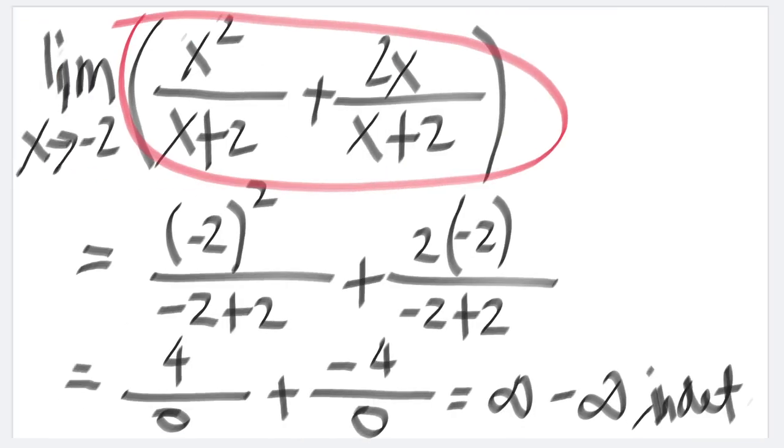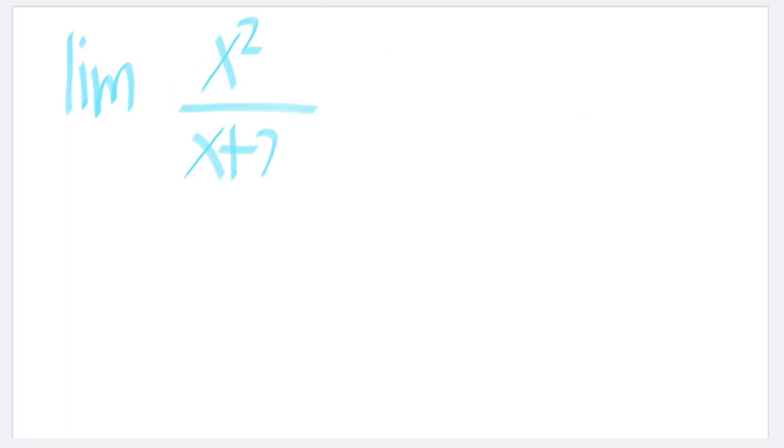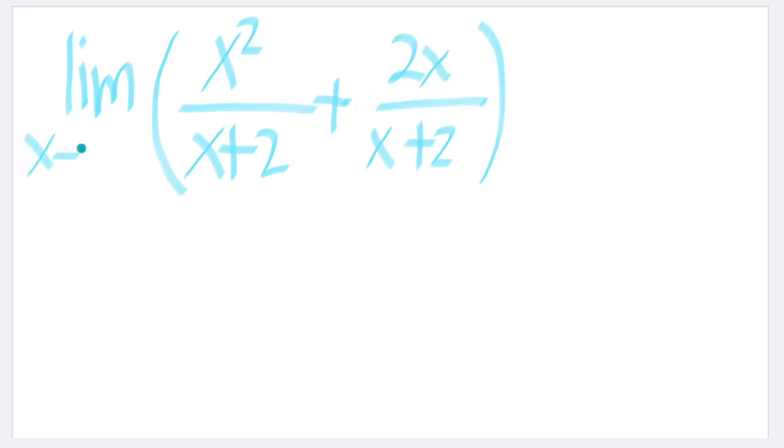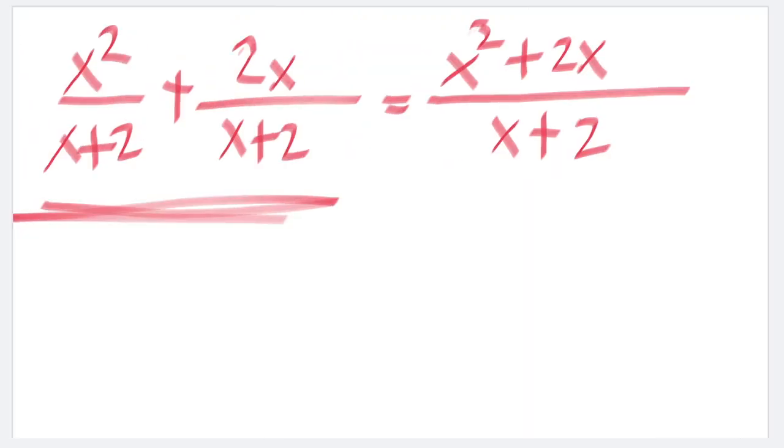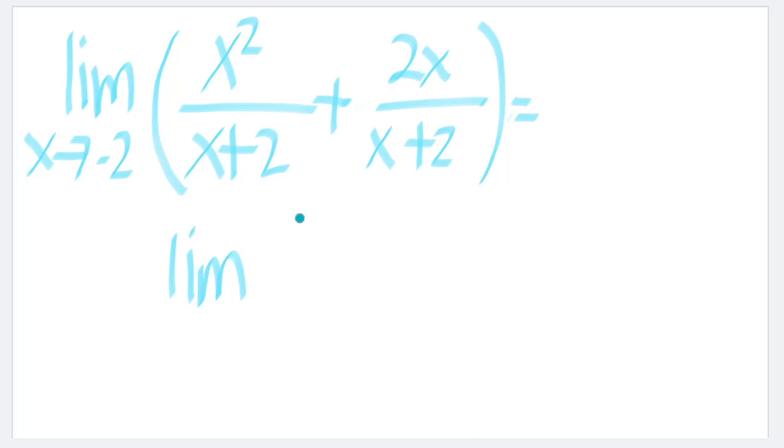Okay, so by that the limit of x squared over x plus 2 plus 2x over x plus 2 as x approaches negative 2 is just equal to the limit of x squared plus 2x over x plus 2 as x approaches negative 2.